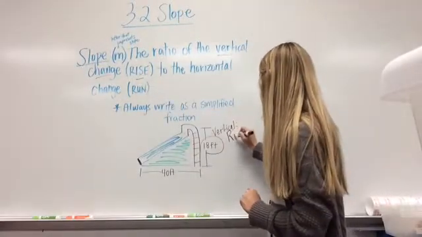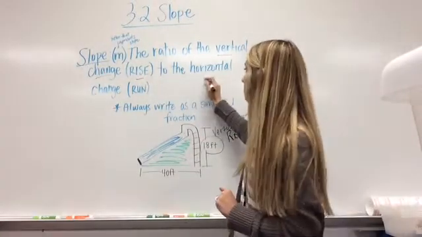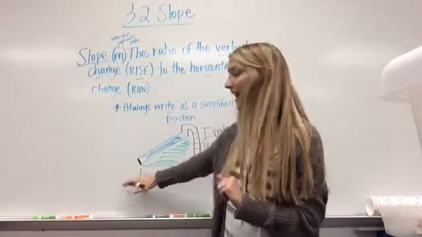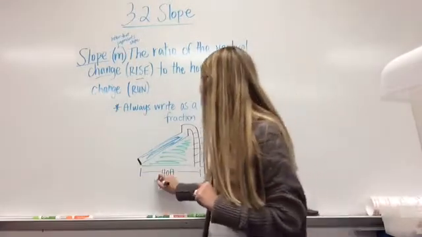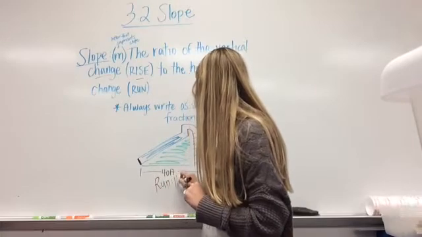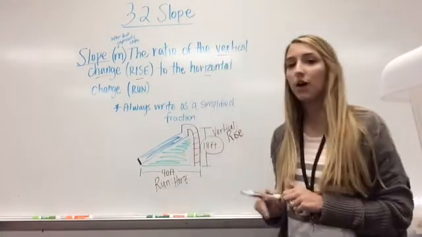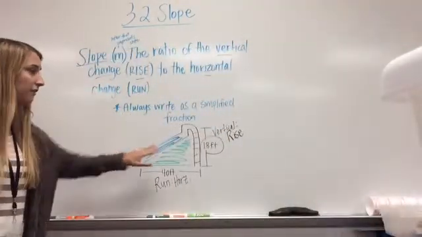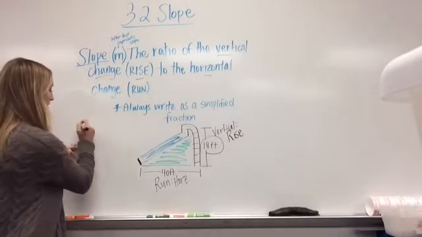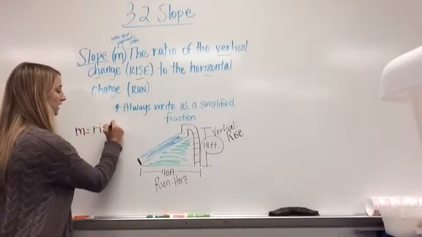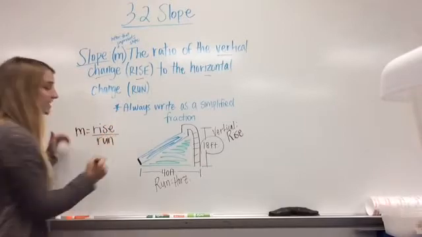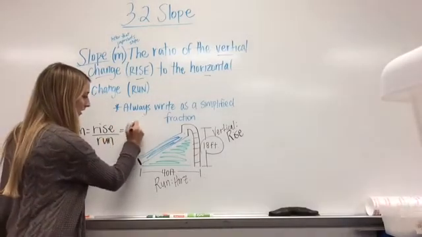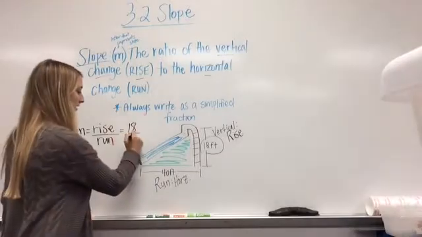So I'm going to write rise. And then the horizontal change is the run. So the only one we have left here is the 40. And the horizontal is always left to right. So 40 is the run, the horizontal change. Okay, great. So I said we're writing it as a simplified fraction. So we have the rise goes on top. So M equals rise over run. This is true always. Rise over run. So we have 18 on top, and we've got 40 on the bottom.